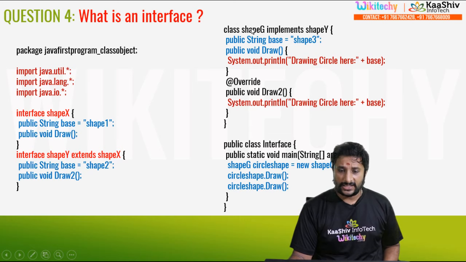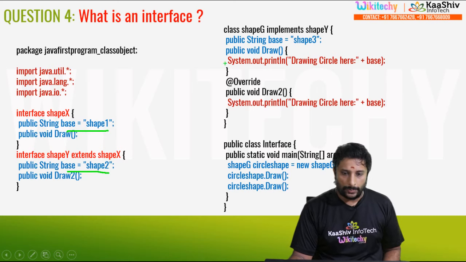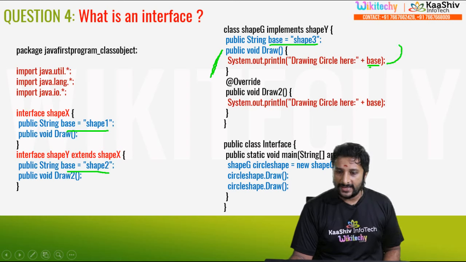Now I have a class ShapeG, which implements ShapeY. Over here it extends, here it implements. So these are interfaces extending, and this is a class which is implementing the interface. I have another base variable, shape3. Base is equal to shape2, shape1, shape3. I'm drawing a circle here with the base. The base will call the local variable. I have a draw2 method which is overriding the base. Let's see how it works.